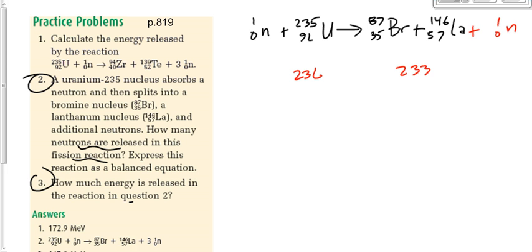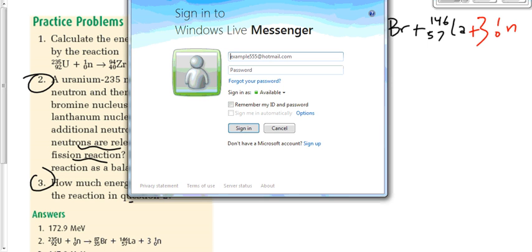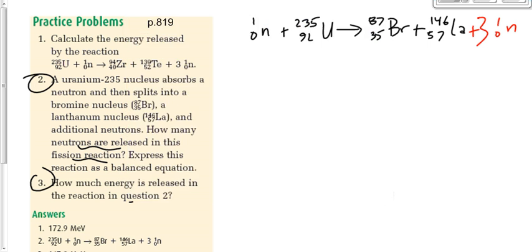That's what we needed in our example yesterday as well. And I'll be honest with you, that's often what it works out to be in these fission reactions, but not necessarily. Don't assume 3 neutrons. I've seen them where they need 2 neutrons before. Sometimes it might need a different number of neutrons than 3. So just be careful of that. Don't assume that it's automatically 3.